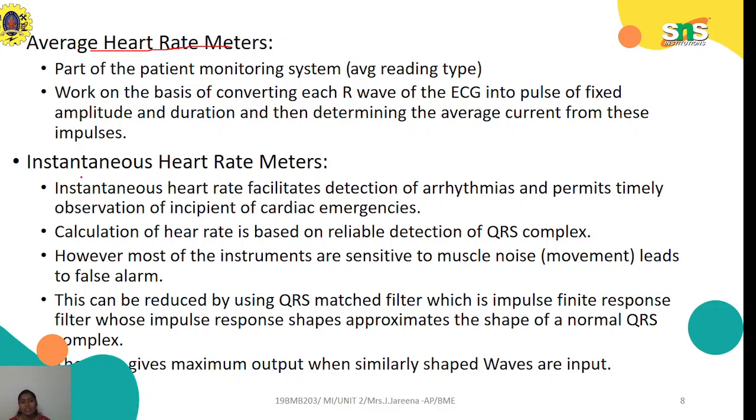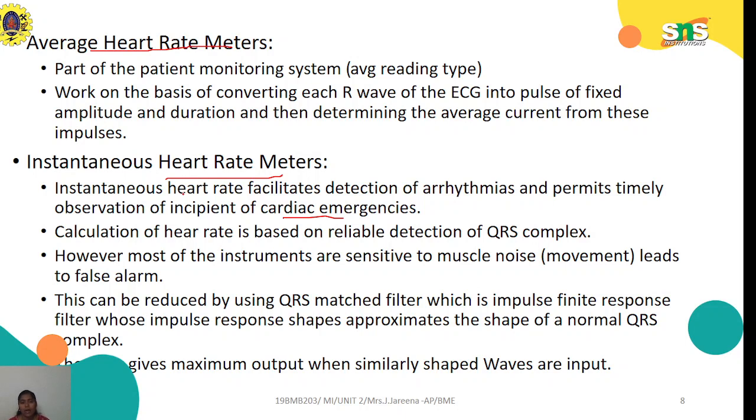Now the instantaneous heart rate meters. This type of heart rate meter is highly recommended, or put into use, where there is a need to detect arrhythmias. Such heart rate meters permit timely observation of incipient cardiac emergency. So it is highly recommended for patients who have any heart related problems.